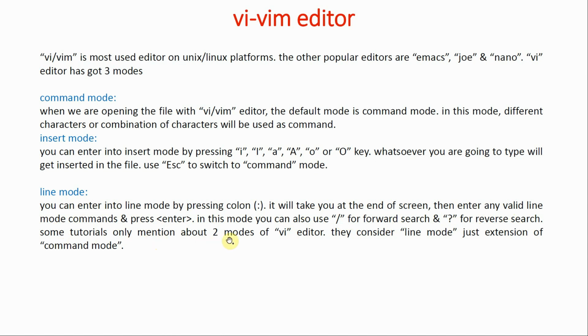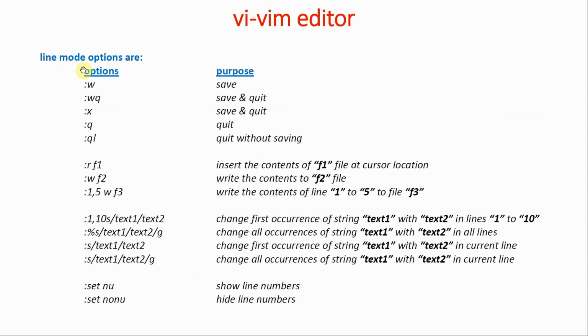Some tutorials only mention two modes in the VI editor; they consider line mode just an extension of command mode. In our case, we will be looking at some of these options, not all the options. Two of the most important options are :wq for save and quit, and :q! for quitting without saving.